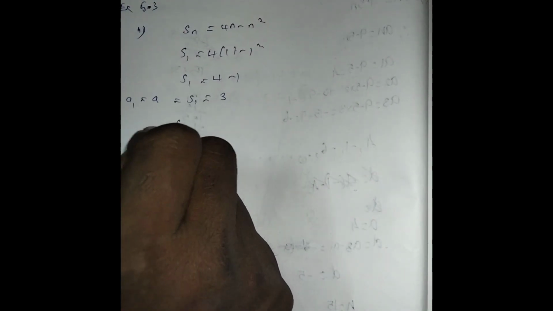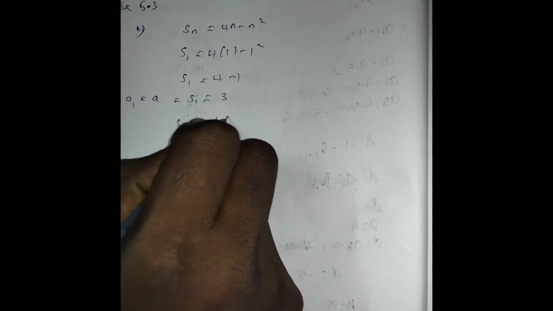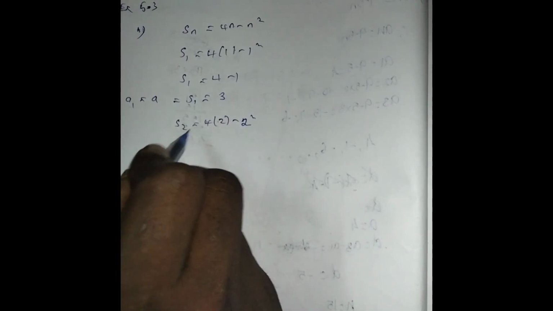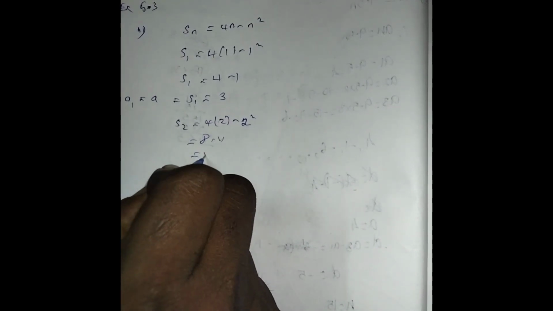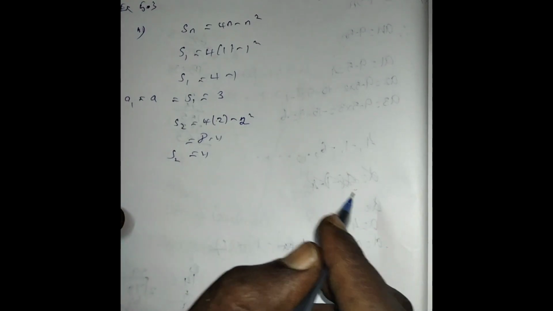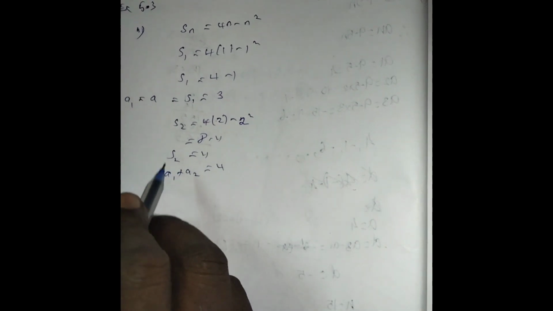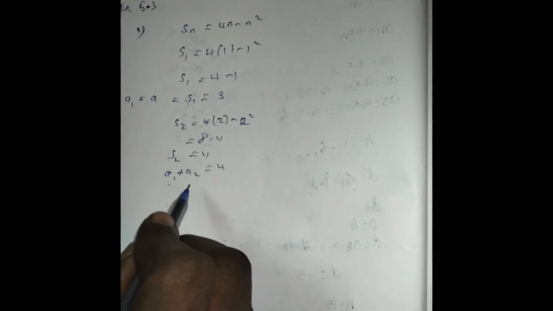Now you find S2. Then 4 into 2 minus n squared, 2 squared, then 8 minus 4 becomes 4. So S2 equals 4. That means A1 plus A2 equals 4, the sum of the two terms. S2 means the sum of the two terms. So A1 is the first term, A2 is the second term.